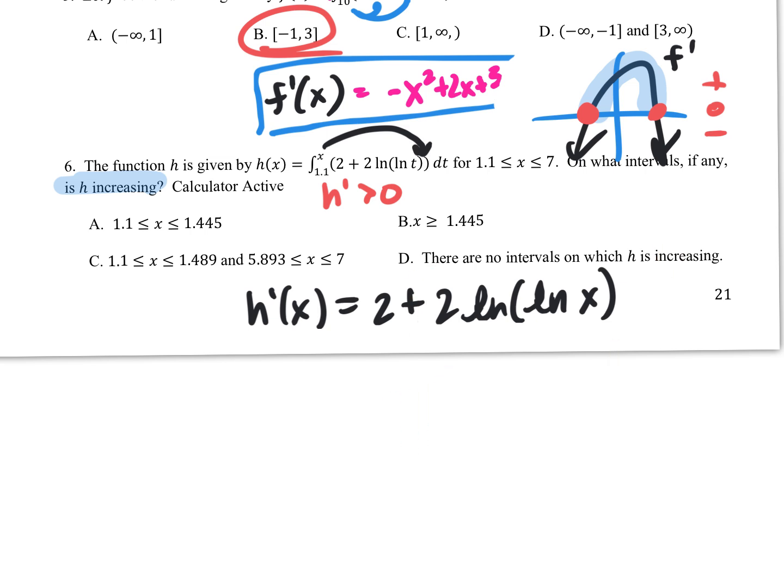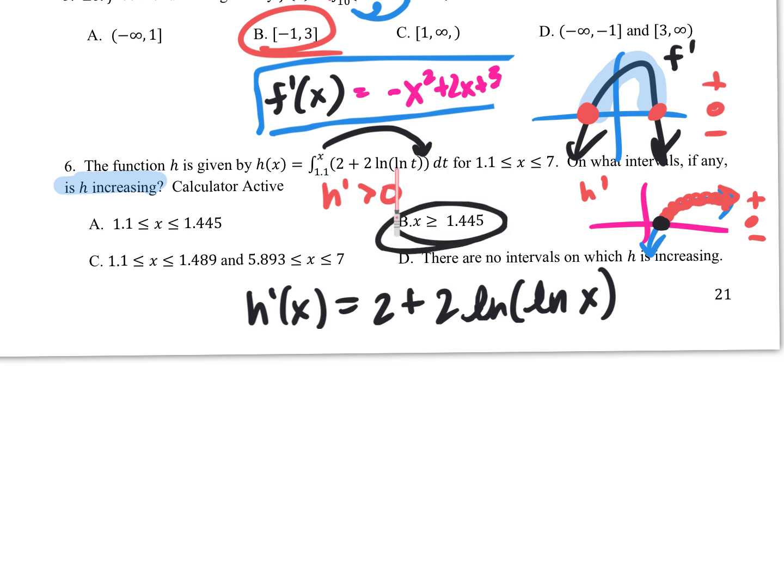Did we get where h prime is positive? If this is a graph of h prime, it looks something like this. Where it's positive would be everything in red, correct? Anything above that x-axis? Yeah. Okay, so let's go find that 0. Did anyone find that 0? I did. It's 1.445? Yeah. So I didn't make a typo there. It's a miracle.